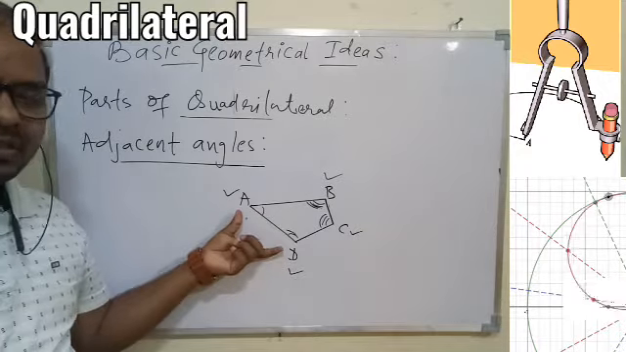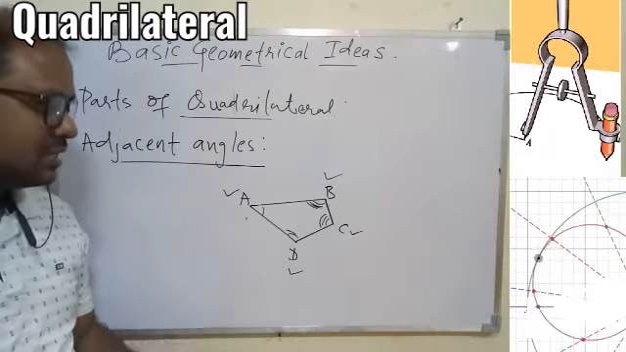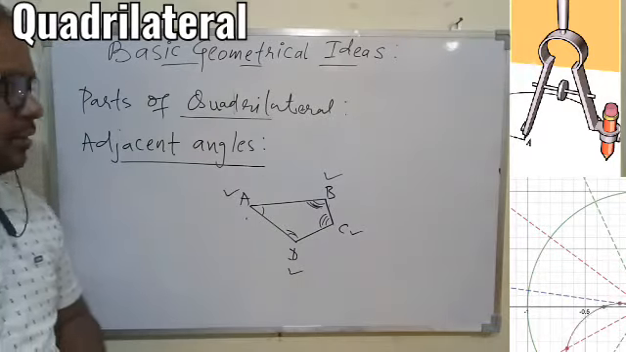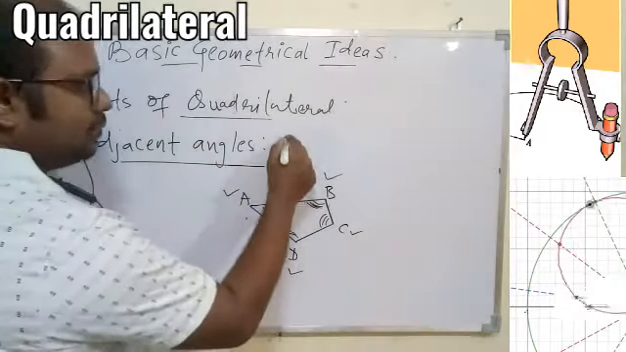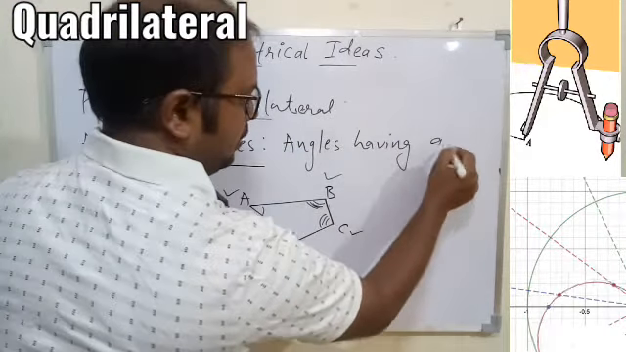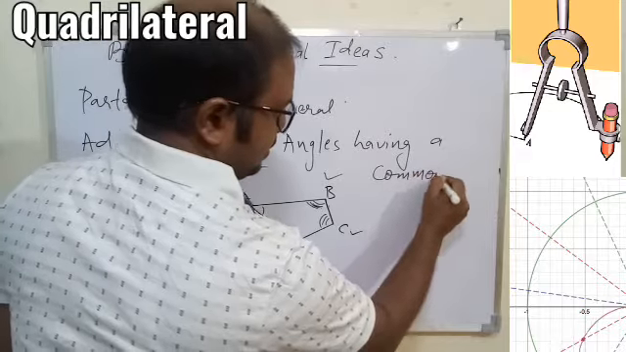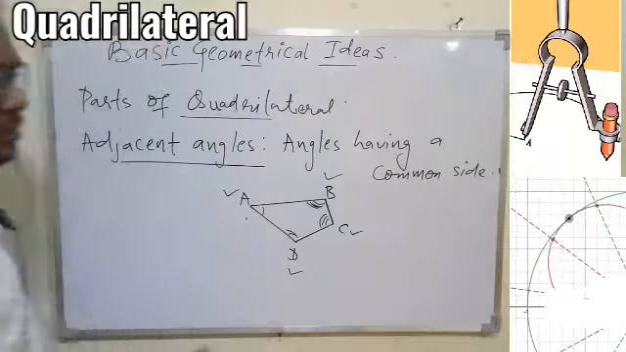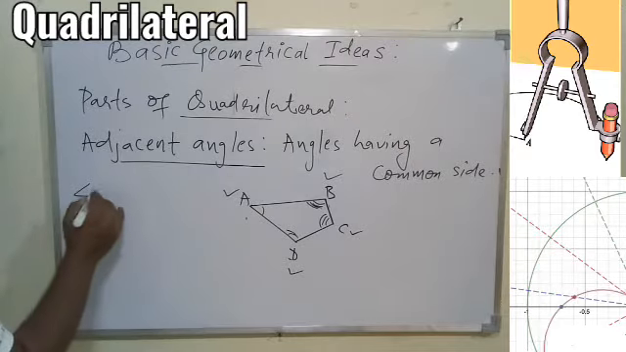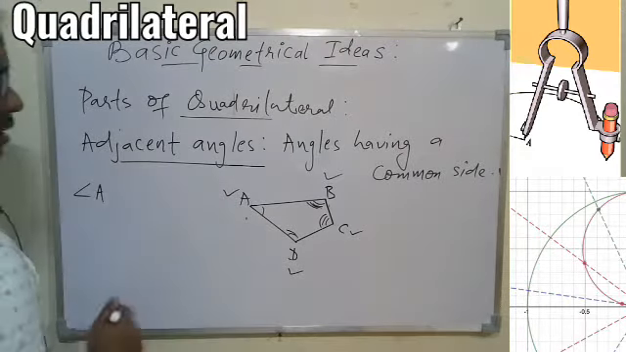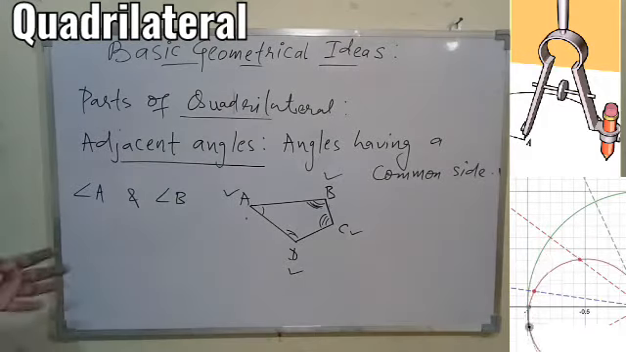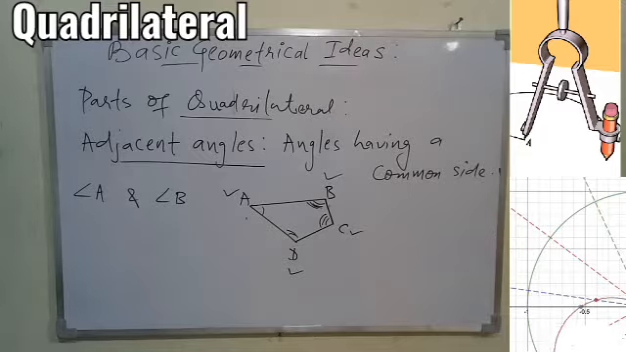A and D are also having a common side, AD. So A and D are also adjacent. DC is common for C and D, and BC is common for B and C. So we can define it that way, angles having a common side. I hope you understood. So we can say here angle A and angle B are adjacent. I'm not writing in short, but you know how to write the angle A and B properly.